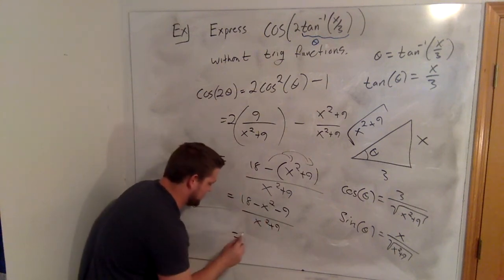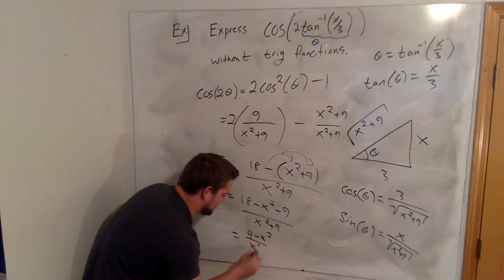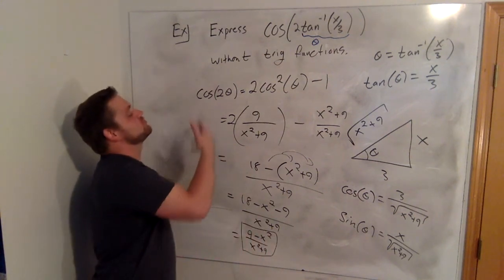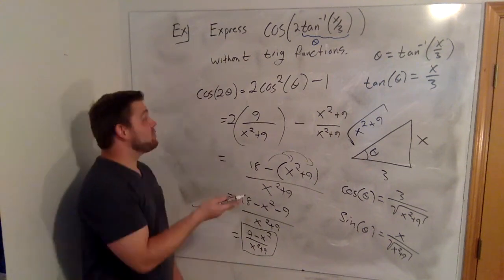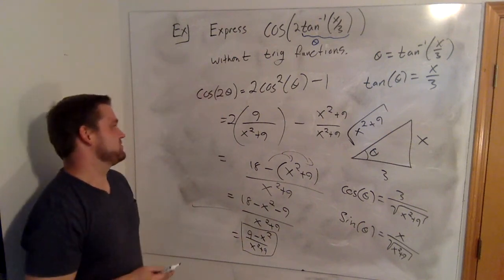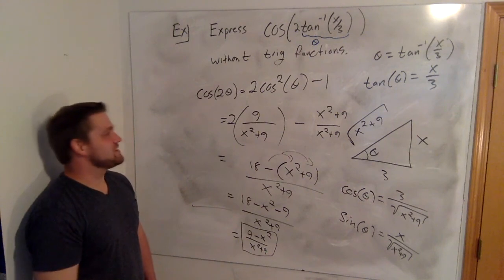So it looks like we're going to get 9 minus x squared all over x squared plus 9, which is the exact same answer we had when we used the version where it was cosine squared minus sine squared. A great exercise is to do this problem again using 1 minus 2 sine squared of theta for the cosine of 2 theta. Either way, you will get the same answer. This is fun.